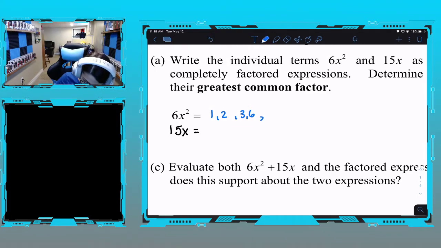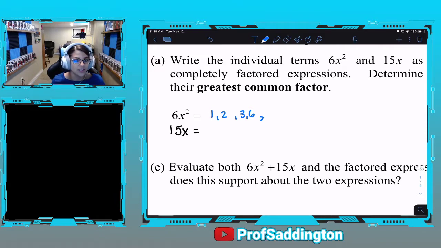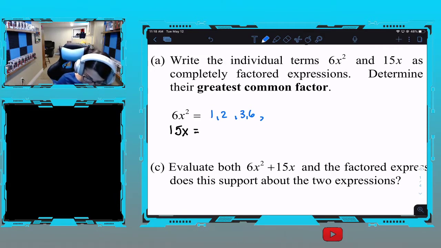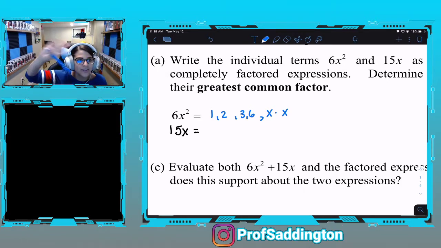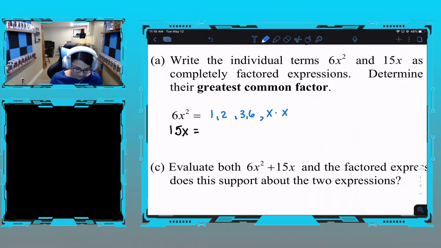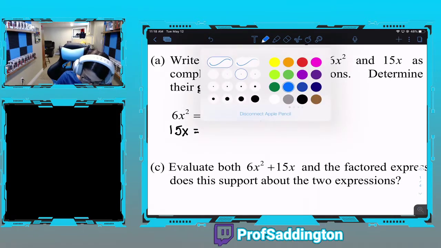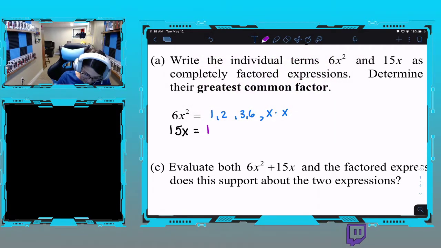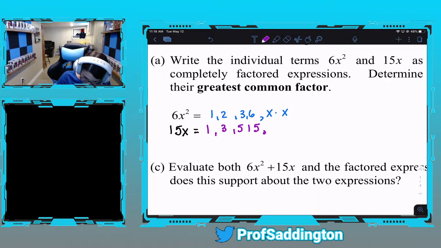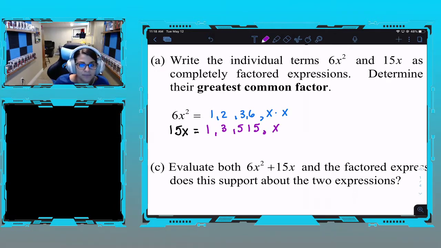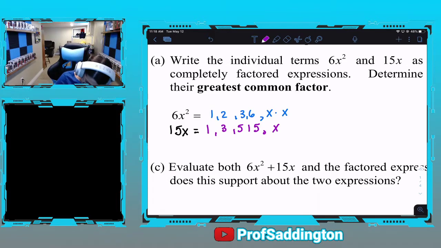Then at the end, we're going to list out how many of each variable there are. For x squared, that really means I have an x times an x. So my variables I just push off to the side at the end. For 15x, we have 1 and 15, and 3 and 5. And then there's just 1 x there.